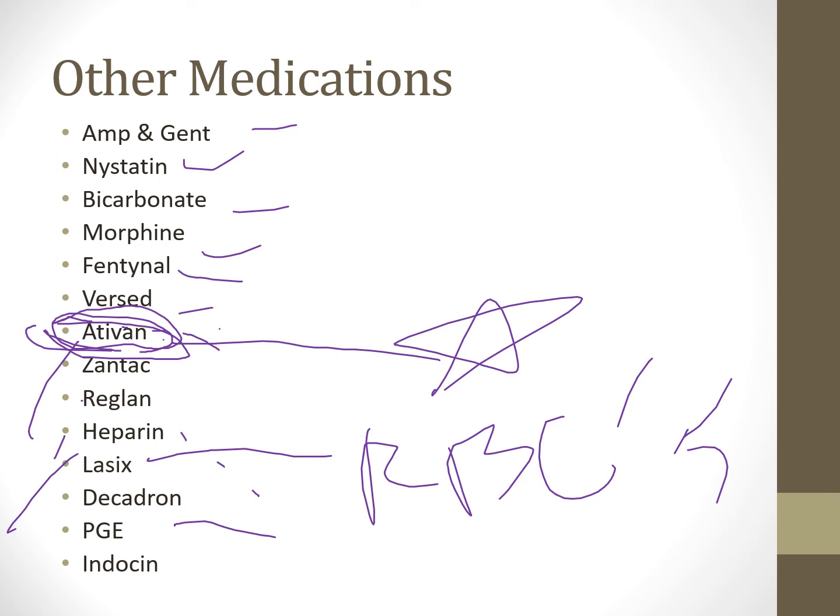PGEs, right, to help close or keep open their shunt, right, their patent ductus arteriosus. So Indocin, PGEs, either to keep it open or close it, or Indocin to close it. Obviously, those would help close their patent ductus arteriosus, hopefully.